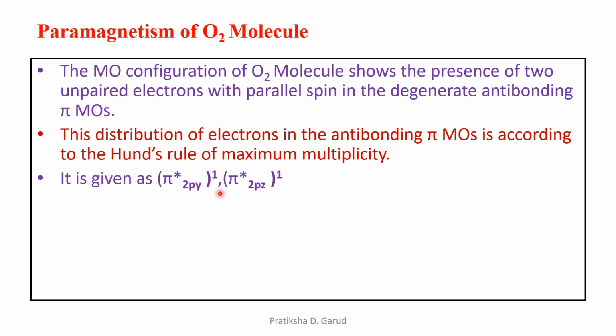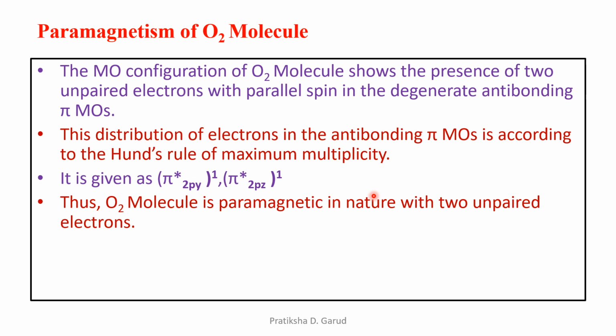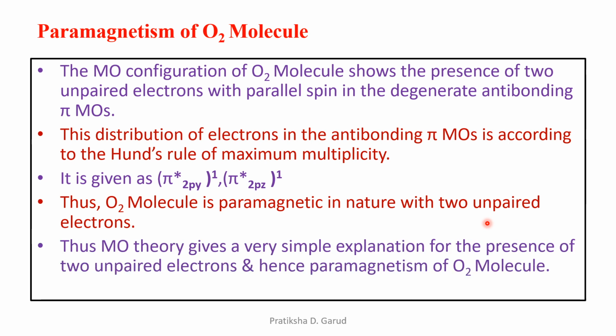So there are two unpaired electrons in the pi MOs, and these electrons are filled according to Hund's rule of maximum multiplicity. Thus we can say that the oxygen molecule is paramagnetic in nature with two unpaired electrons. Thus, molecular orbital theory, that is the MOT, gives a very simple explanation for the presence of two unpaired electrons, and hence this O2, the oxygen molecule, is paramagnetic in nature.